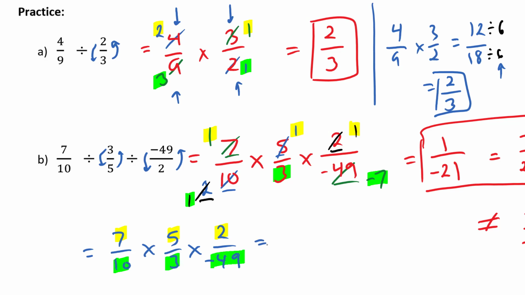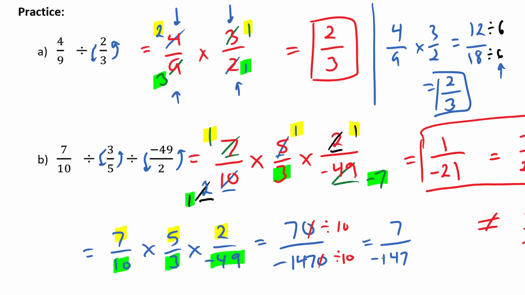7 times 5 is 35, times 2 is 70. On the bottom here now, 10 times 3 is 30, times minus 49 is going to be minus 1,470. I can take a common factor of 10 out of the top and the bottom. Remember, that's what this means right here. This gives me 7 over minus 147, sorry. Now there's a 7 on the top. I'm going to hope that 7 goes into 147. I will try that on my calculator.